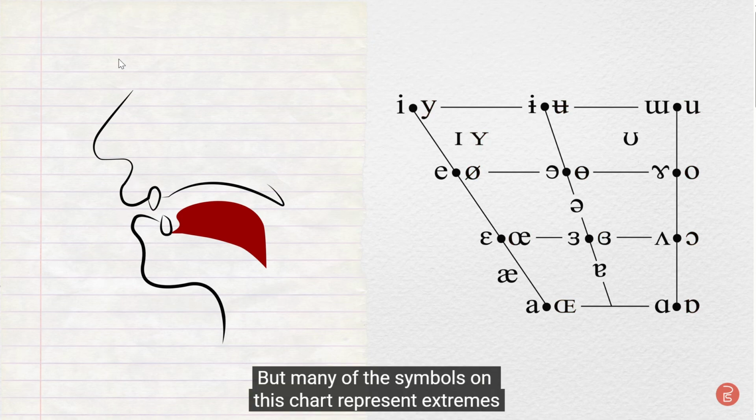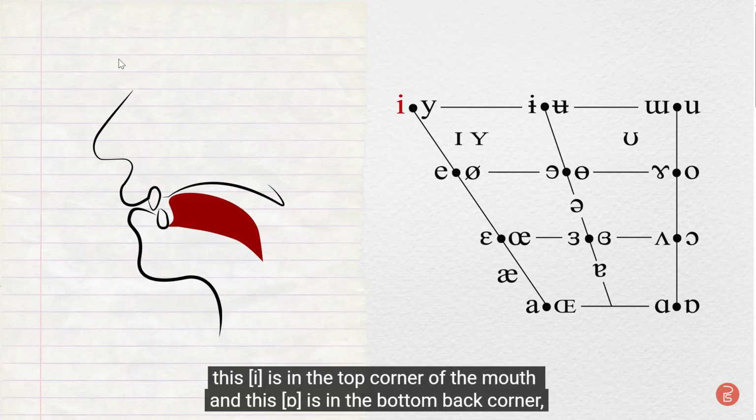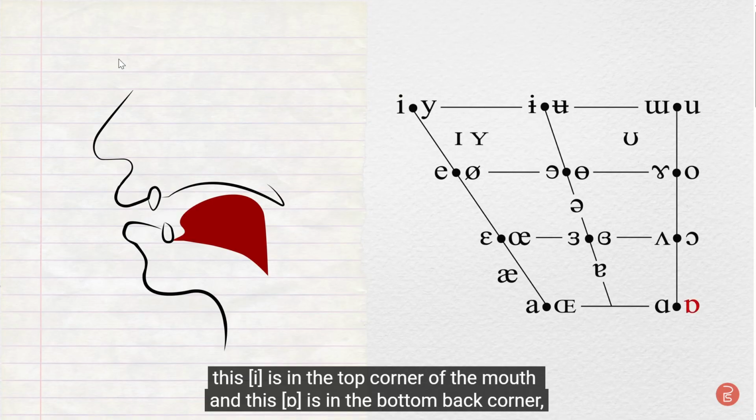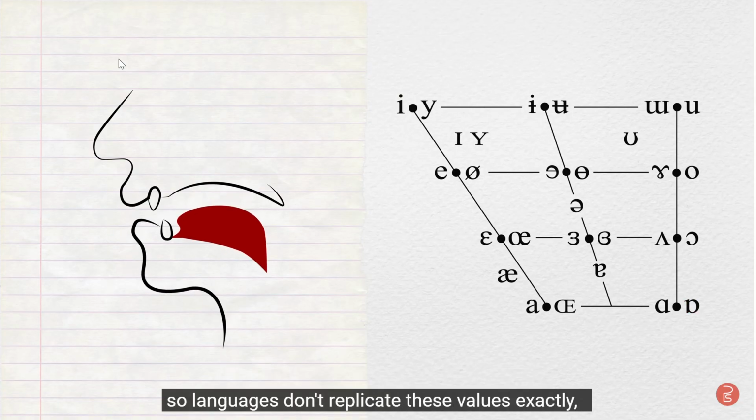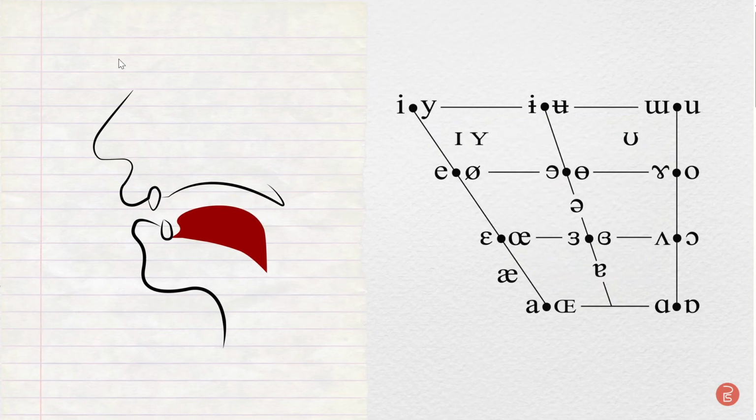But many of the symbols on this chart represent extremes. This E is in the top corner of the mouth, and this O is in the bottom back corner. So languages don't replicate these values exactly, as we tend to stay more in the central areas as we speak.